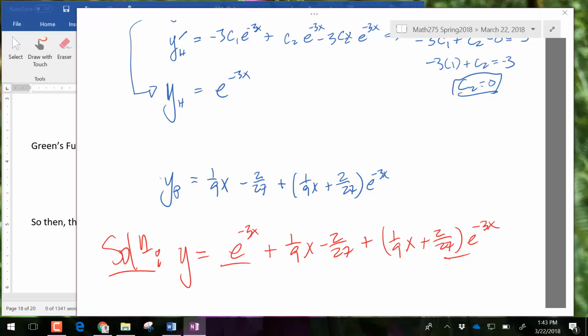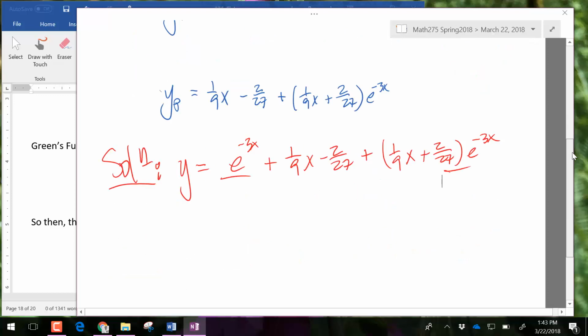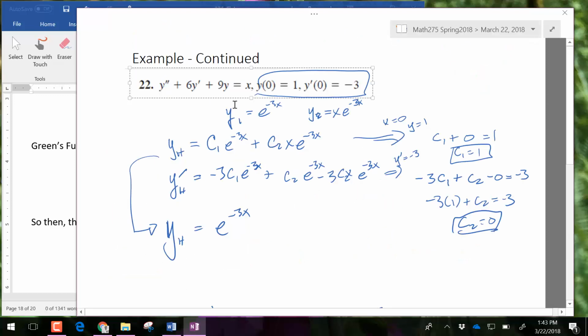Okay, any questions? Should we try to do another one? Are you guys good with this? Oh, you want to try to solve a variation of parameters? Let's see how we would solve this using variation of parameters.